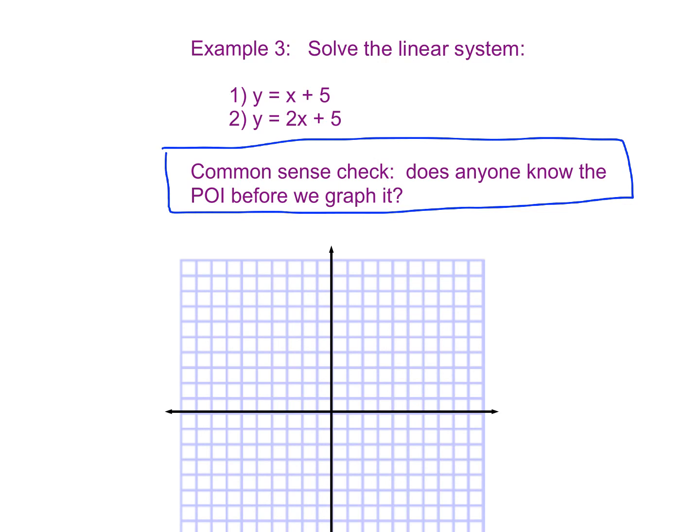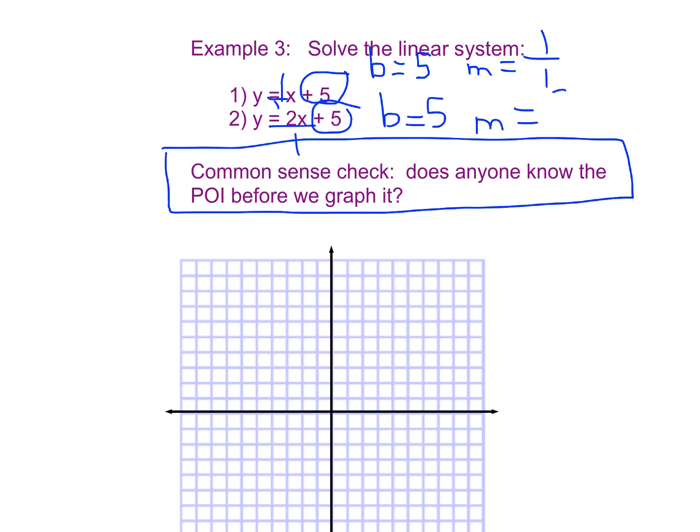If I was trying to figure out what to put on the graph, then I would look at the last number, and that's my starting point, so that's b equals 5. And then I would look at my slope, and because there's nothing in front, I write a 1, and it's over 1. So my slope is 1 over 1, up 1 over 1. For the second equation, my b value is 5, and my m value is 2 over 1. Are you seeing what I'm talking about?